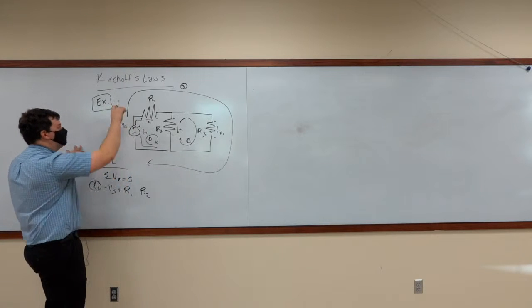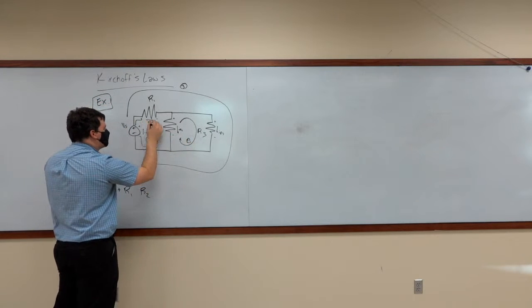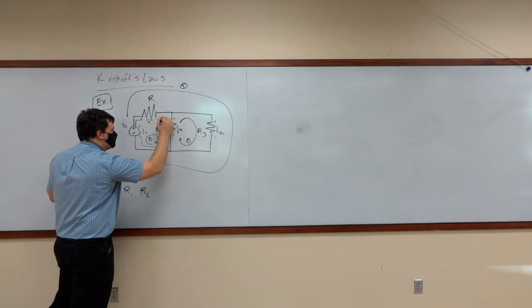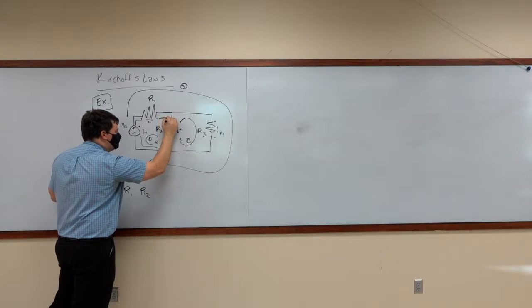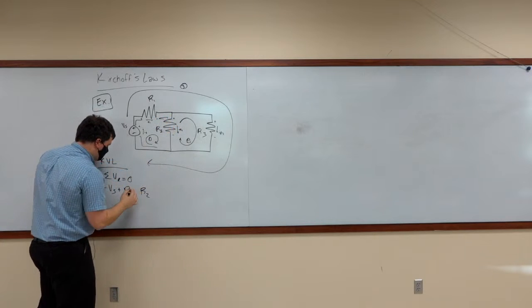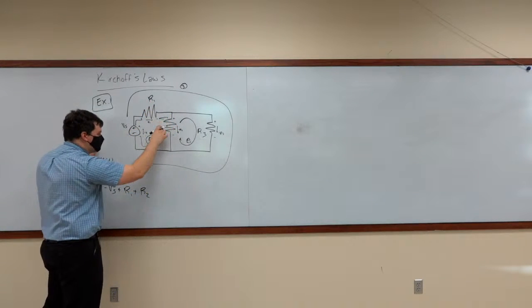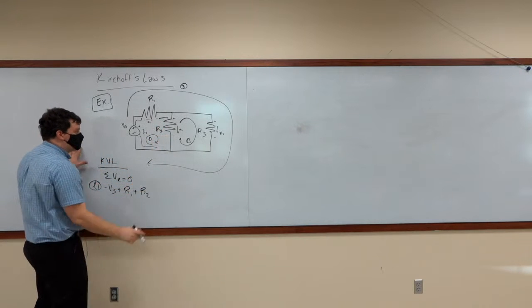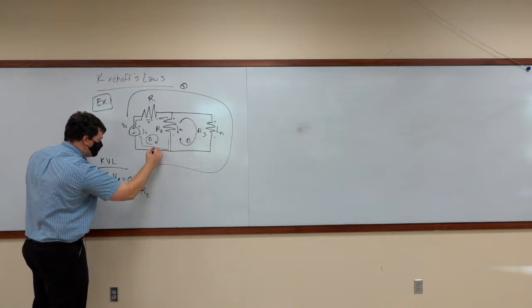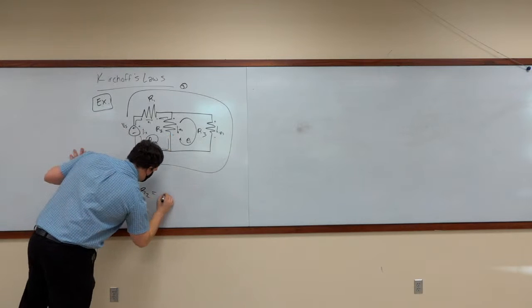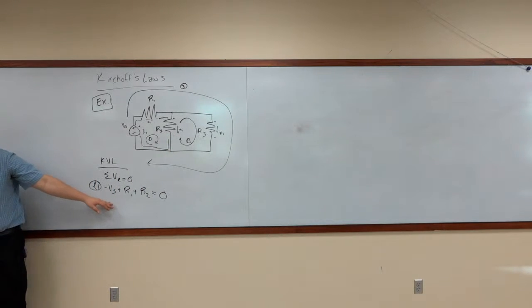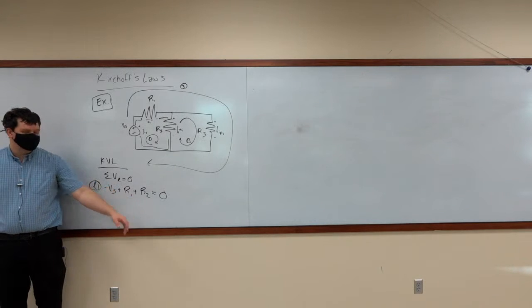Then we travel to the negative end of R1, which means that this is a positive component. We then continue around this loop. We come to the positive end of R2. We then go to the negative end of R2, which means that is a positive. And then we continue this current train all the way back to the start. Okay, so that's our first equation. Negative Vs plus R1 plus R2 is equal to 0.